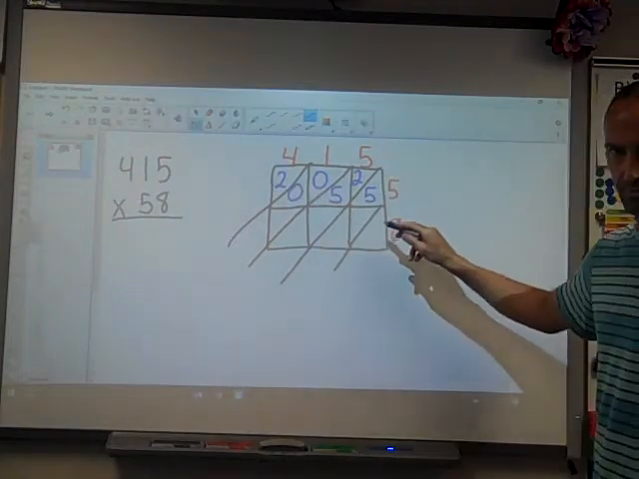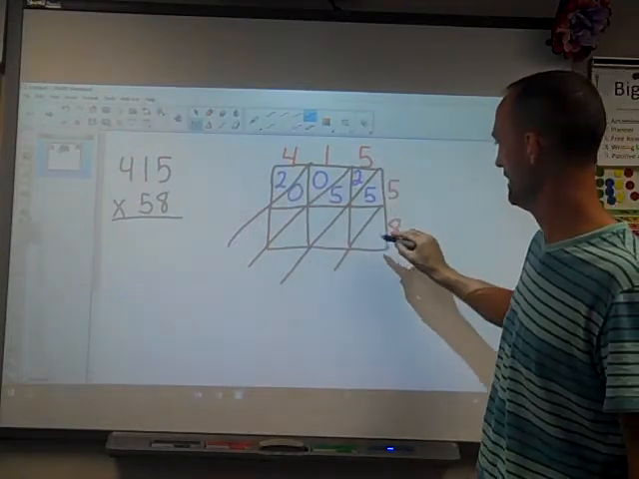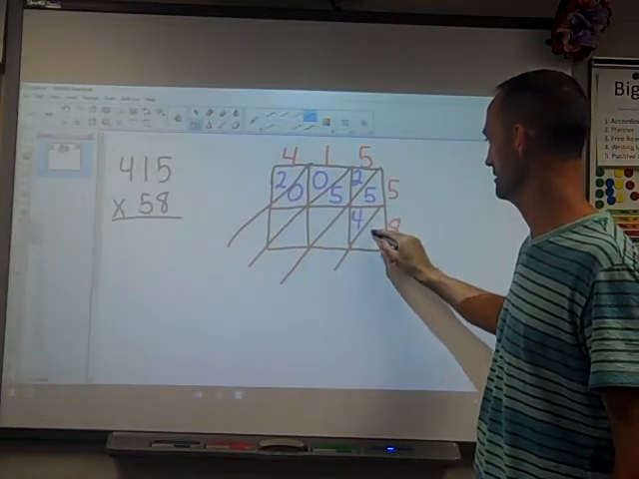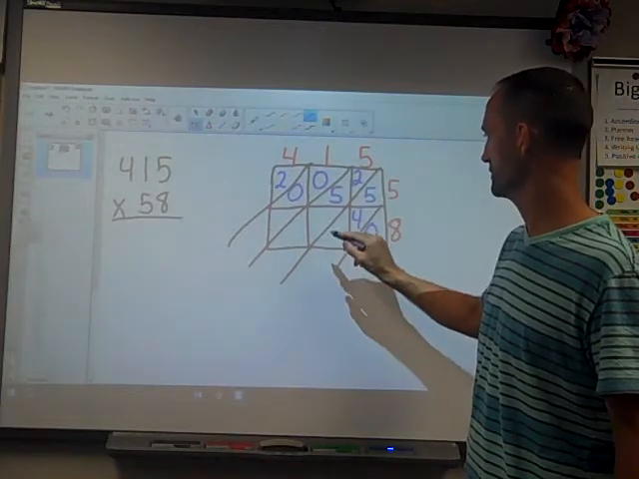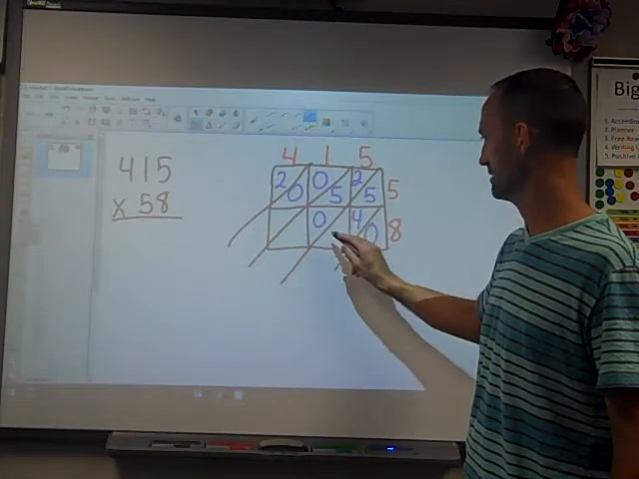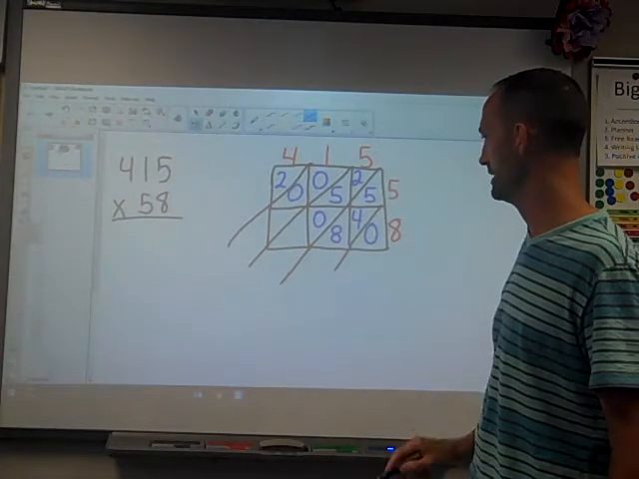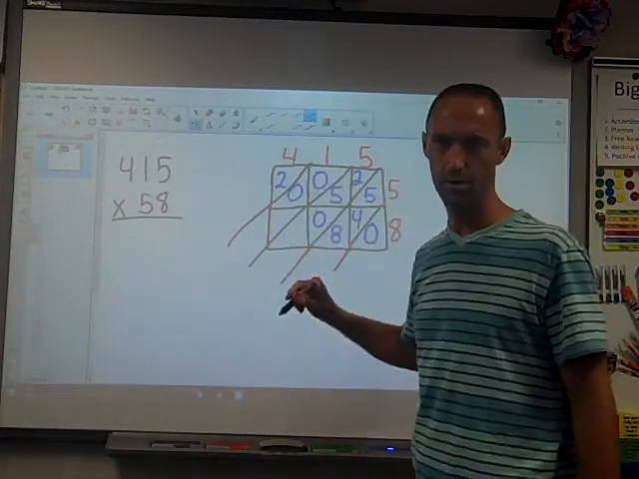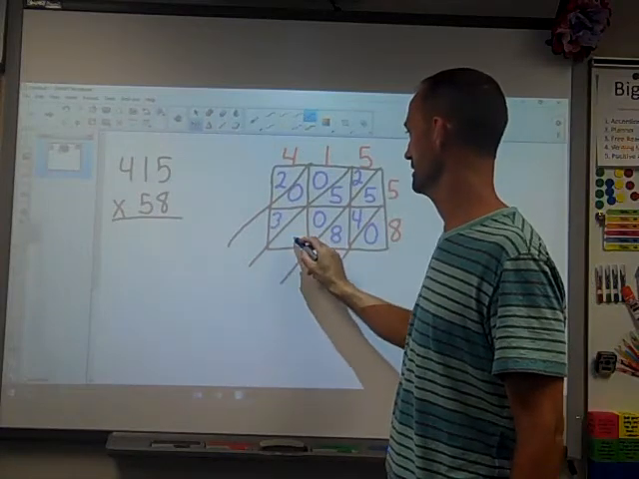Then we go to the bottom row. 8 times 5 is 40. 8 times 1 is 8, so we do our 0 there, 8 on the bottom. And 8 times 4 is 32.